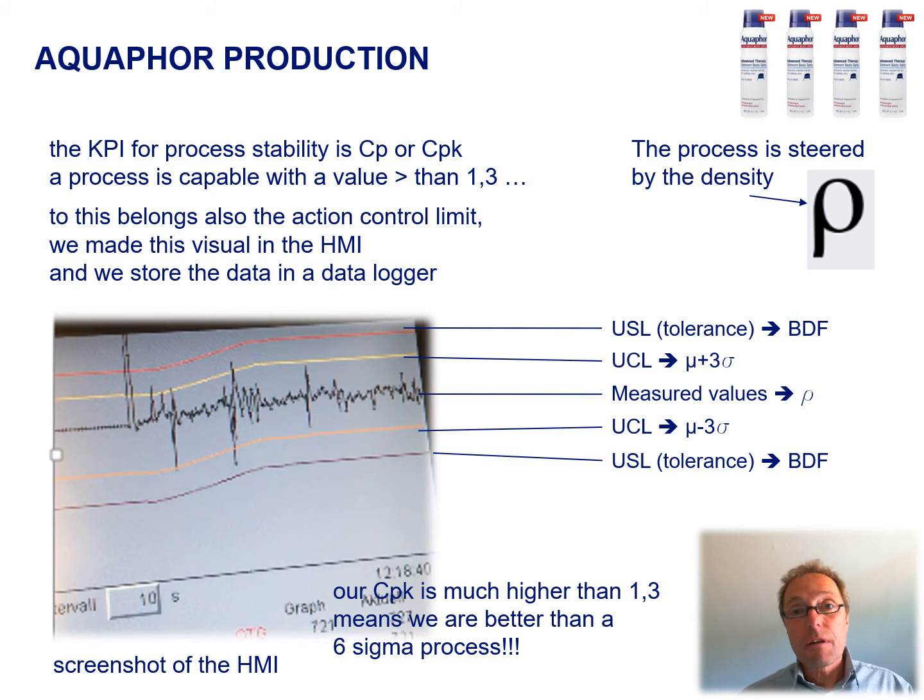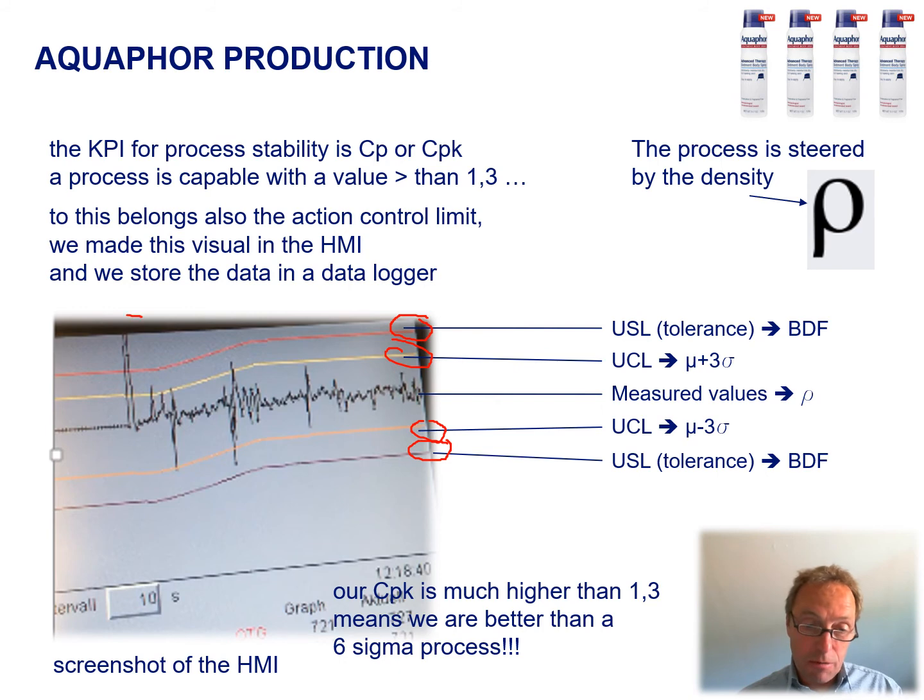And this is what we also used at the Aquaphor production, or which we still use in the Aquaphor production. Here we see a picture from the HMI, and we see our measured values, our upper and lower control limits, and our tolerances. And it looks very good. I mean, the process looks quite stable.